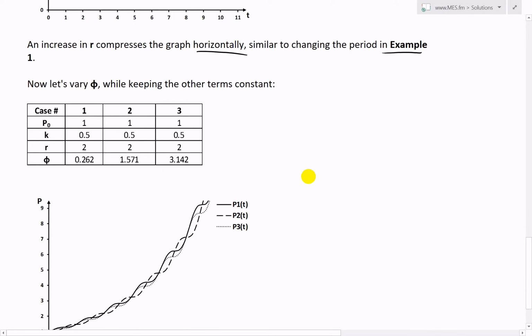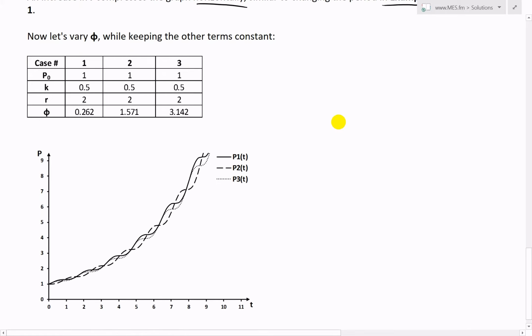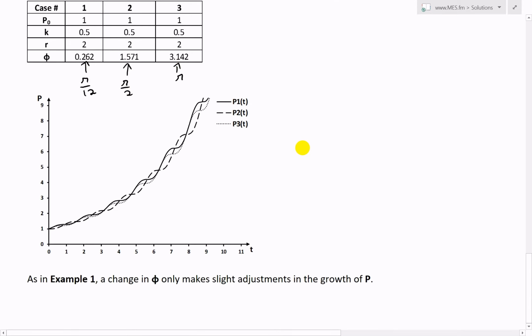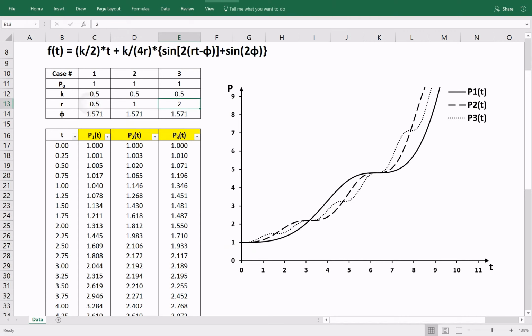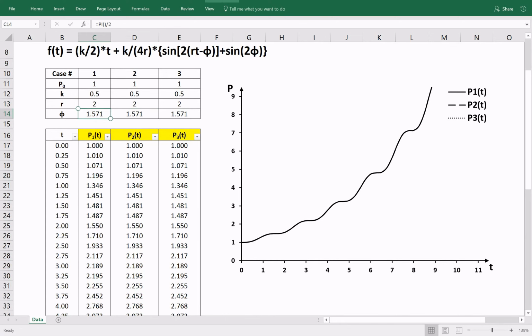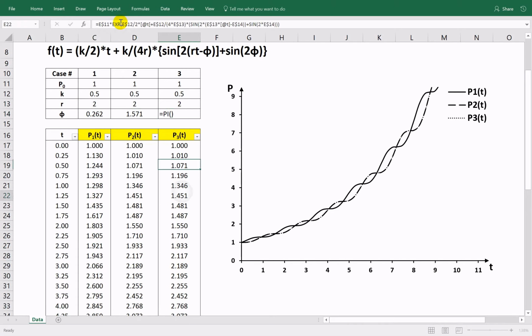And now let's vary phi while keeping the other terms constant. And phi here, so I made these all like this, and then I varied these ones. So this is pi over 12, just divided by 12, just to see that when you change the angle of phi, nothing really changes much. This is pi over 2. This is just pi. And here we can go and type that in. I think this was 2. So this is pi over 12. This is pi over 2, and this one is pi.